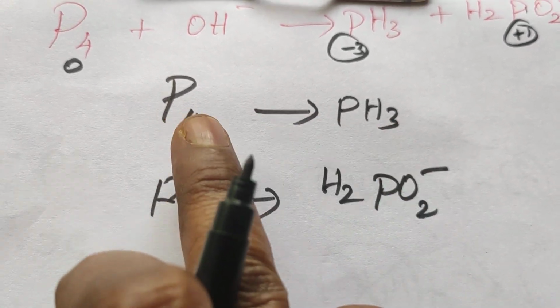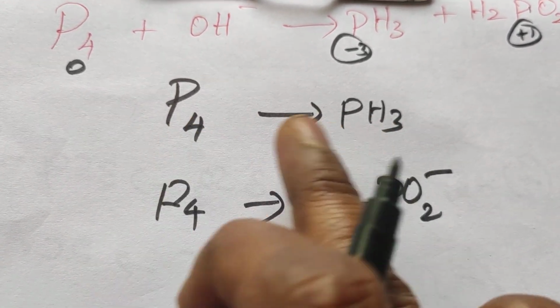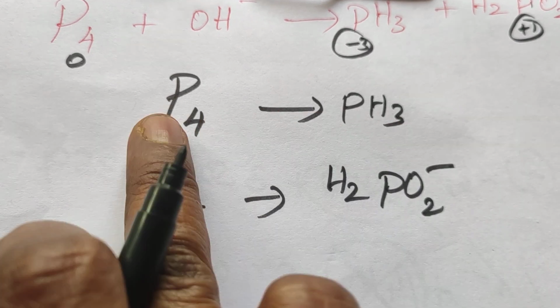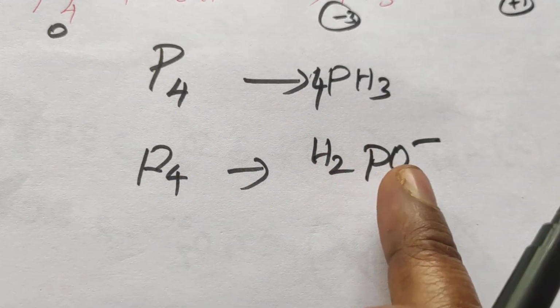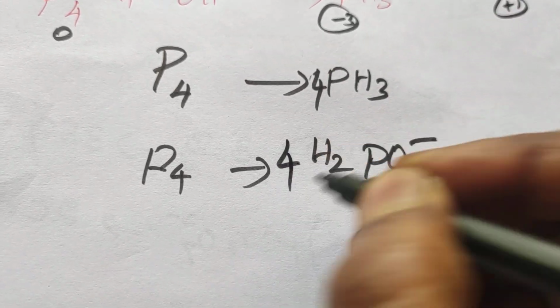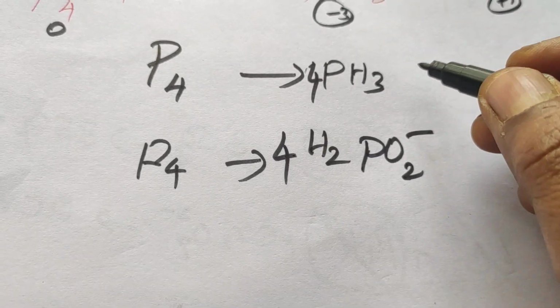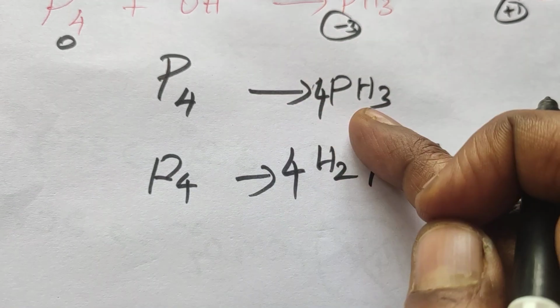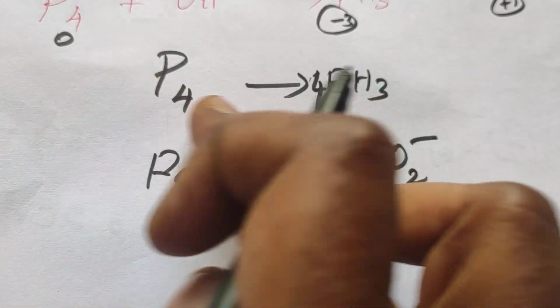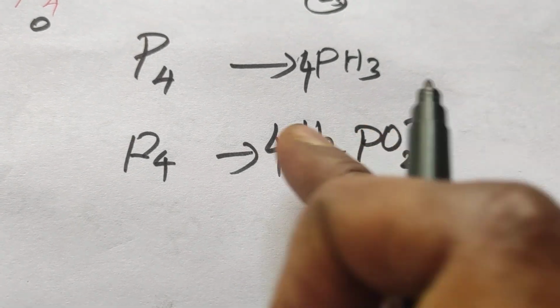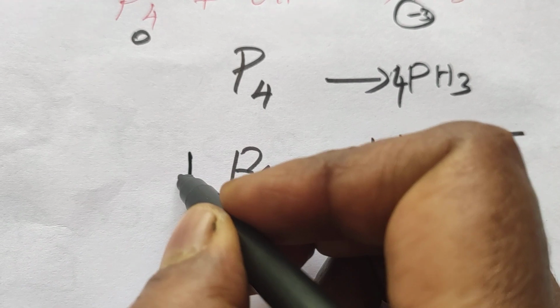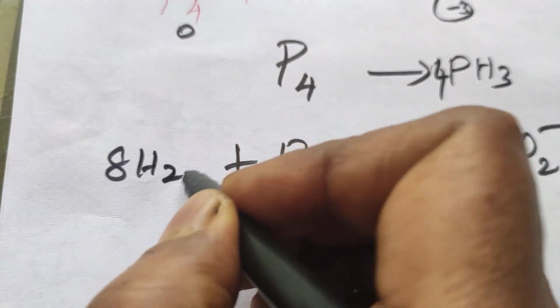First step, except hydrogen and oxygen, the remaining elements we have to balance. Here 4 phosphorus, here 1. So you will introduce 4 here. Next step, oxygen has to be balanced by introducing water. But in the first equation there is no oxygen. In the second equation, 4 twos are 8 oxygens. So on the reactant side there are no oxygens, so you will introduce 8 water.